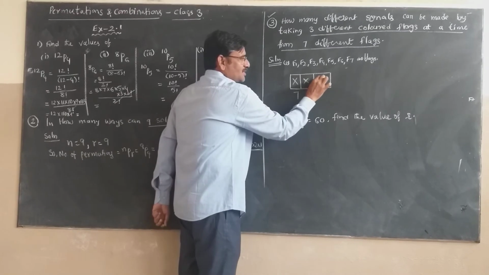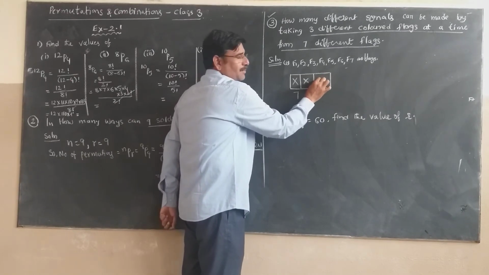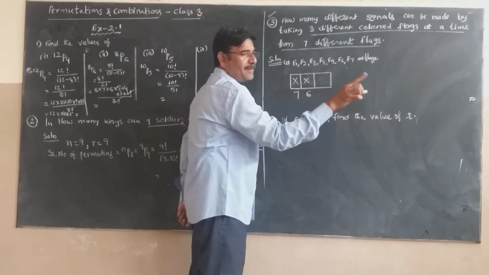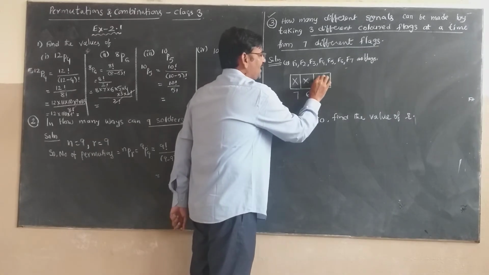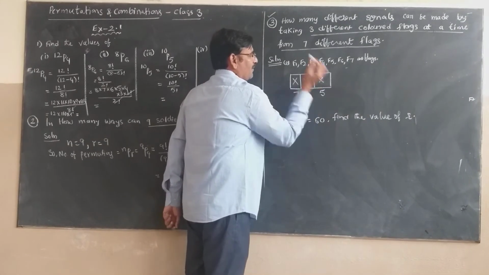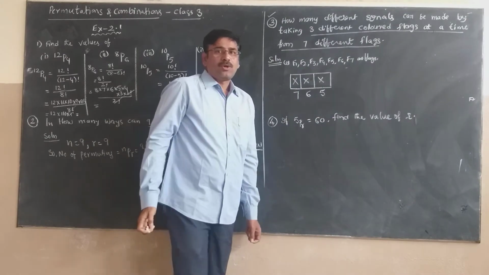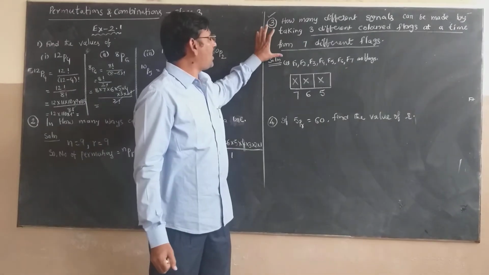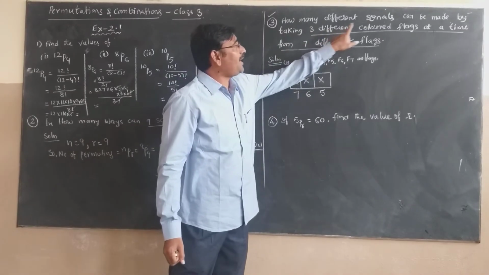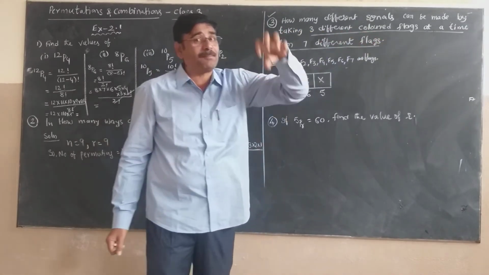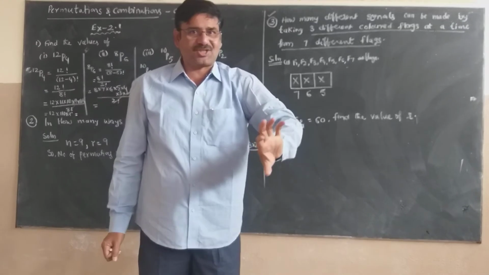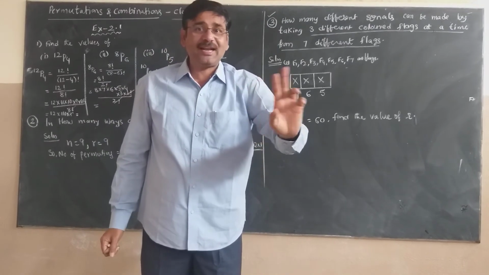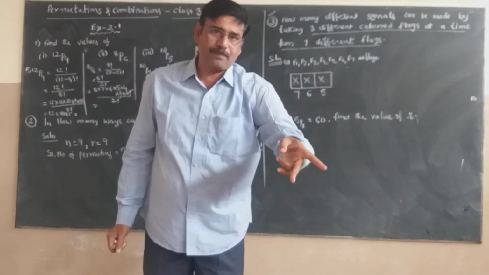Okay, and to fill this blank, how many flags do we have remaining? 5 now. So this blank can be filled in 5 ways. Okay, in this case, to form 3 different colored flags, that flag must contain 3 colors, not 2 colors or 1 color.